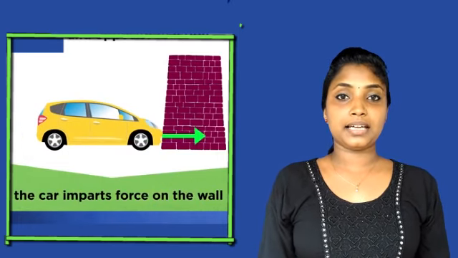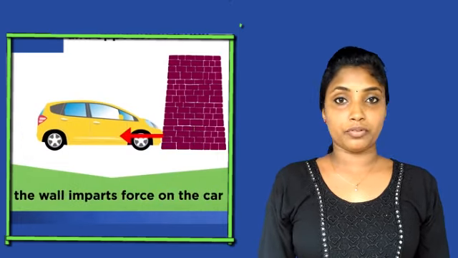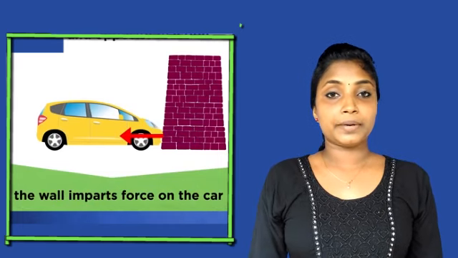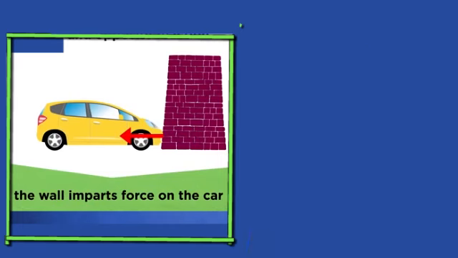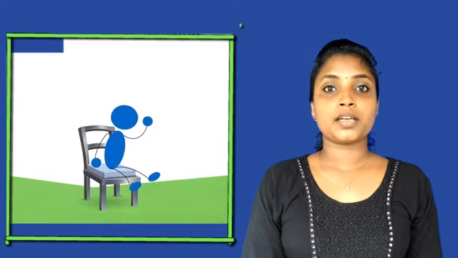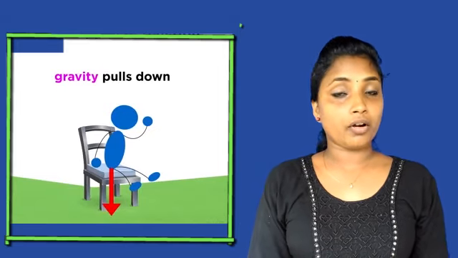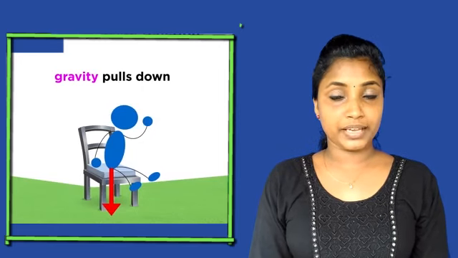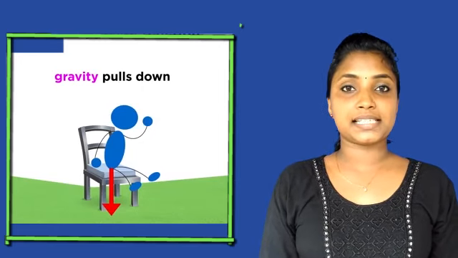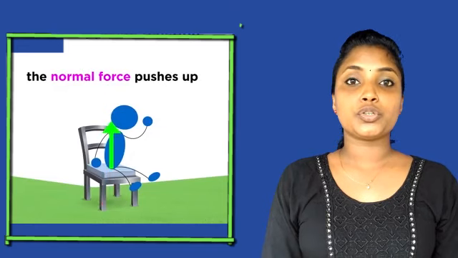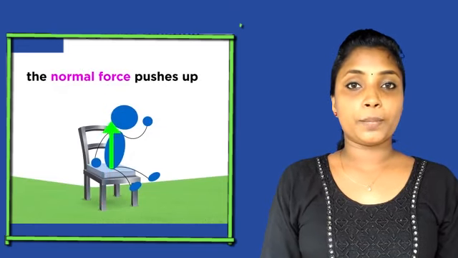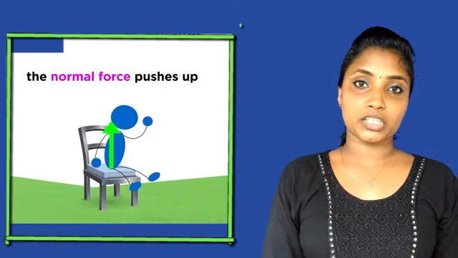Here, the car imparts a force on the wall, and the wall imparts the same force to the car. While you are sitting on a chair, a force is acted on the chair due to your body weight. At the same time, the chair is exerting a force on your body in the opposite direction but equal in magnitude.